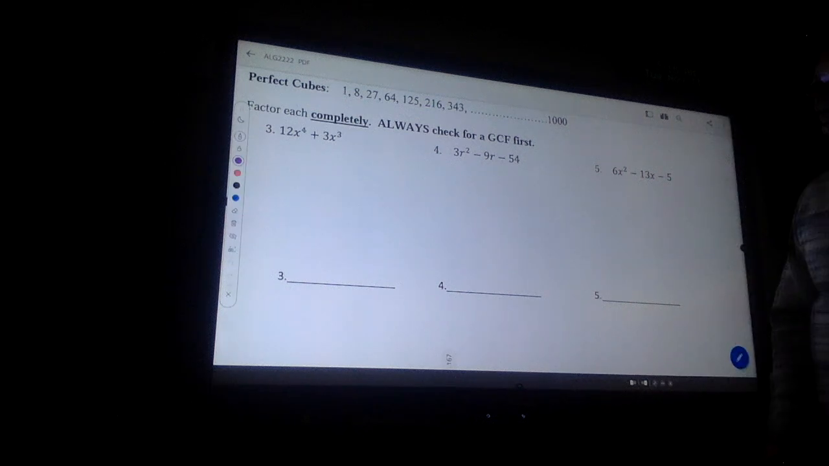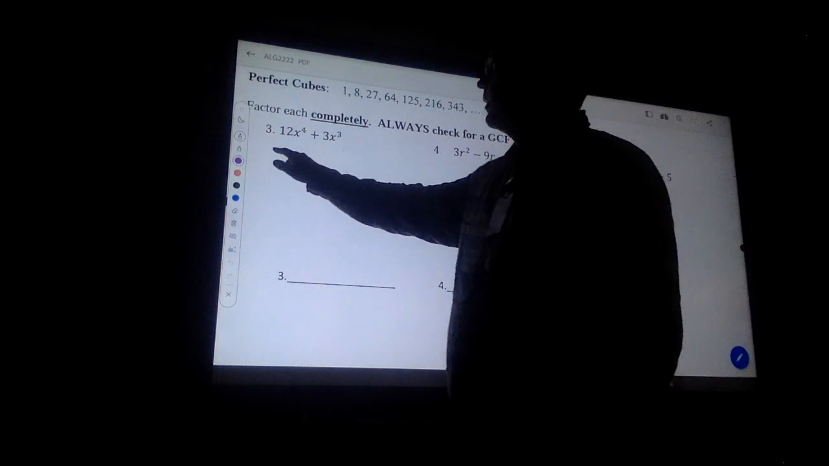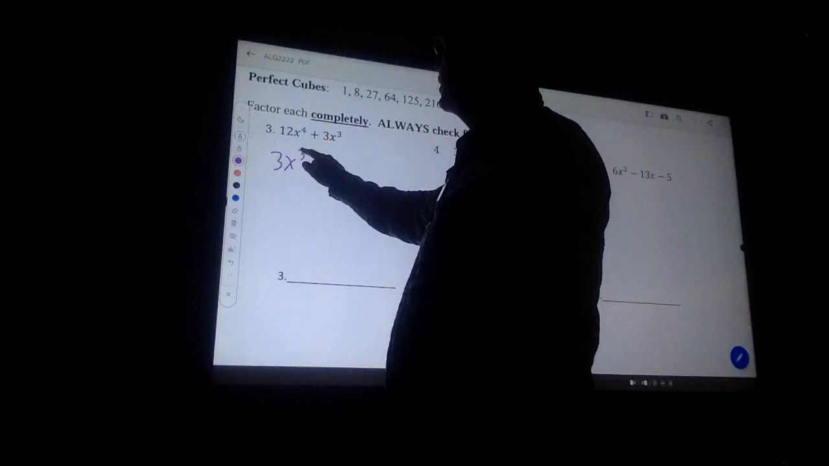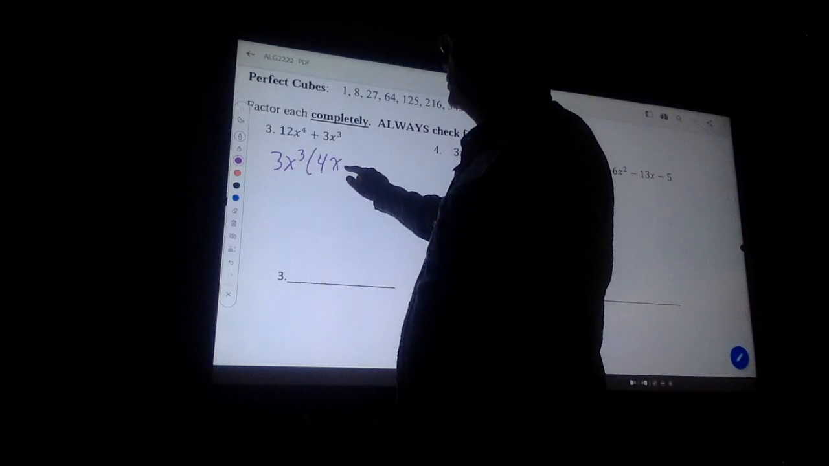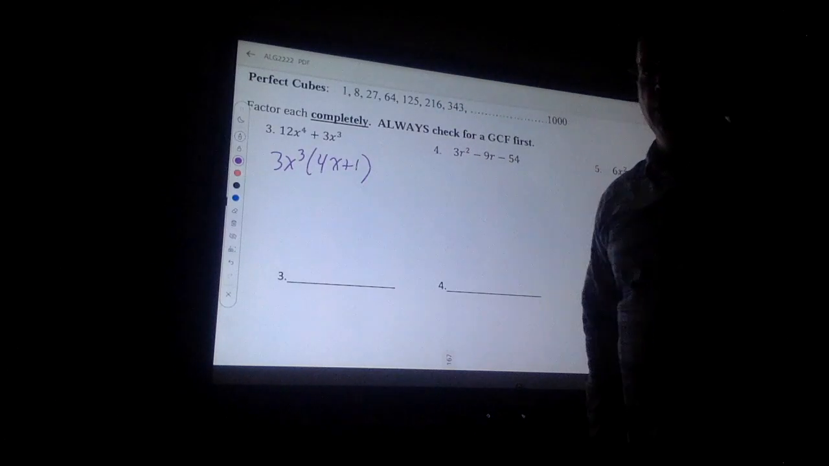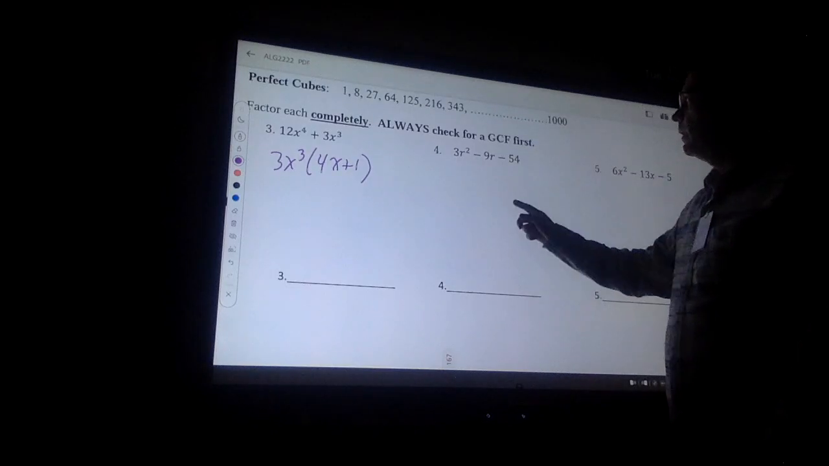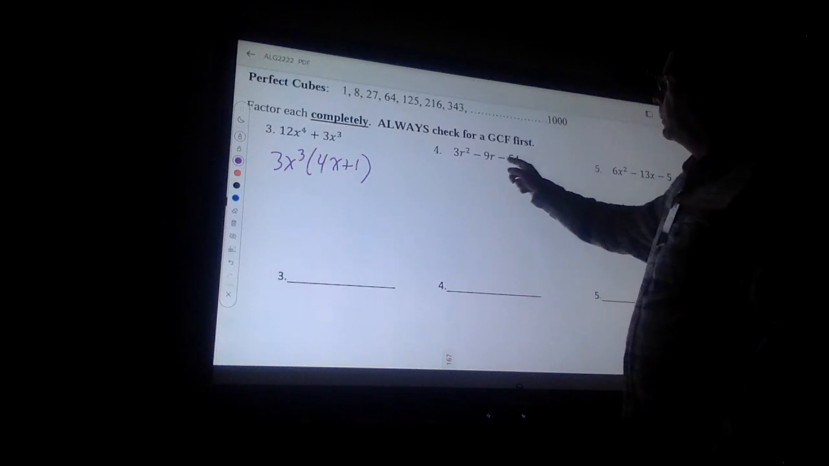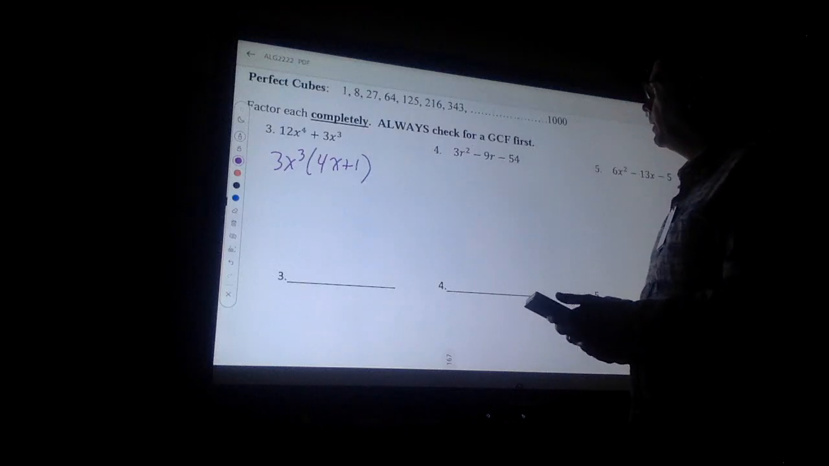Alright, we want to factor completely on these, so it looks like I can factor out a 3x to the third. That's going to leave me 4x plus 1. And that's done. We won't go any further. That's our answer.